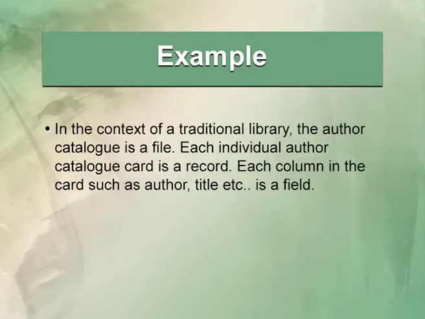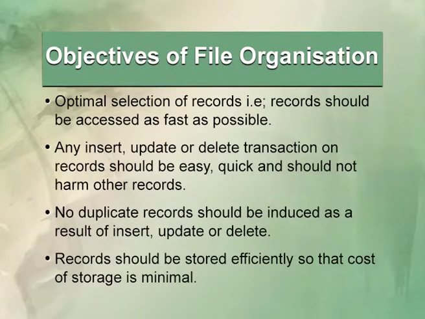Let us see one example here. In the context of a traditional library, the author catalog is a file. You can treat an author catalog as a file, the complete catalog, and each and every individual card of an individual author, you can treat it as a record, and each column in the card, such as author, title, you can treat it as a field. So, hope you understood this particular concept and the hierarchy. Let us move on to the objectives.